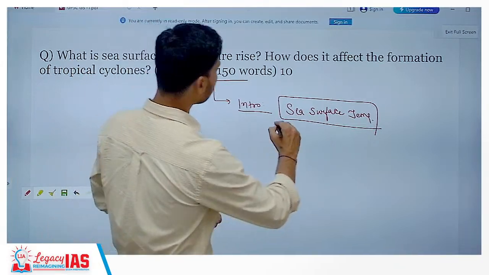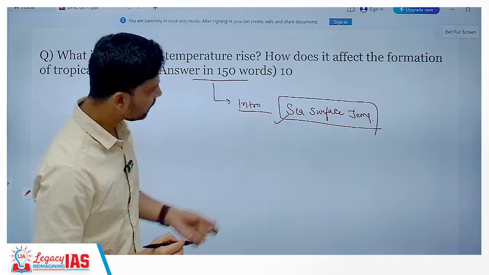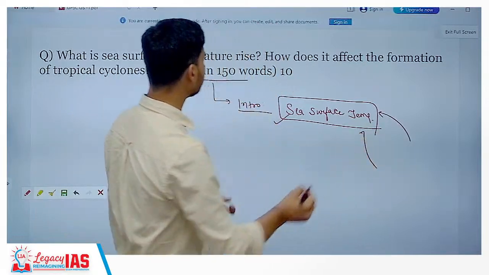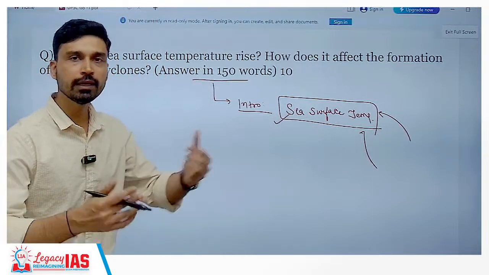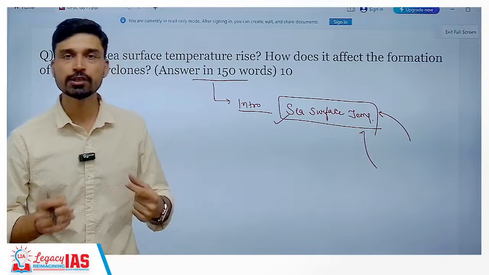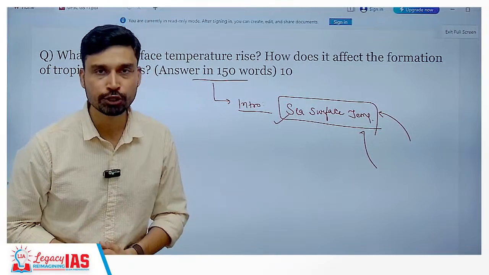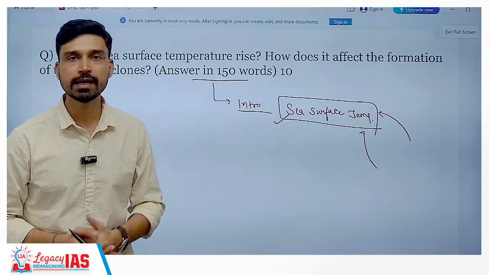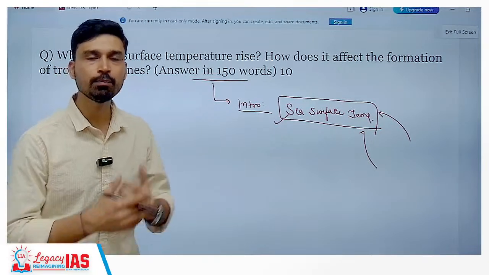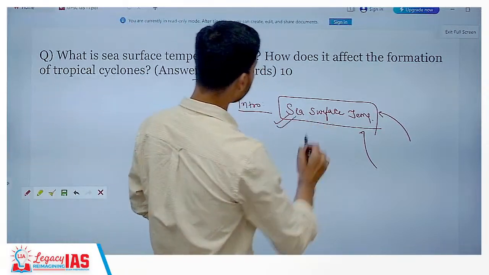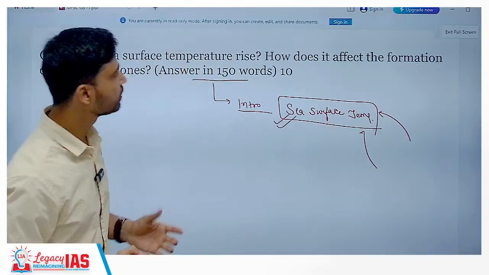So the sea surface temperature increase can be explained this way. Plus here you can also add what is contributing to the sea surface temperature rise, and there you can obviously write about the increase in atmospheric temperature driven by the increasing concentration of greenhouse gases in our atmosphere, related to industrialization as well as increased pollution from vehicular activities and all. So that is how we can explain the introduction part. The first part of the question can be answered.